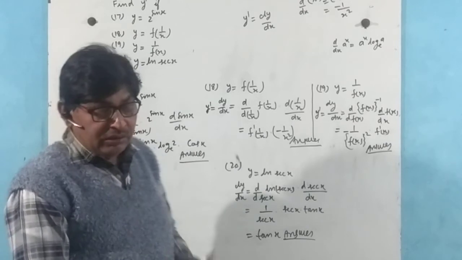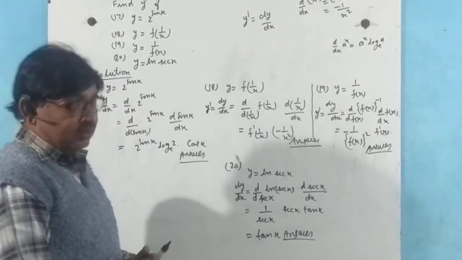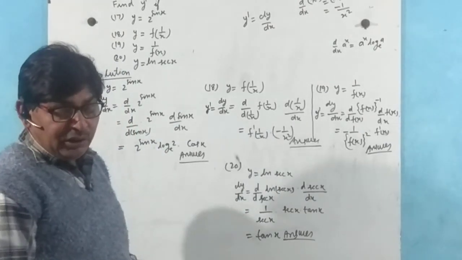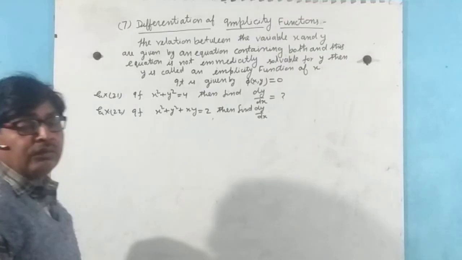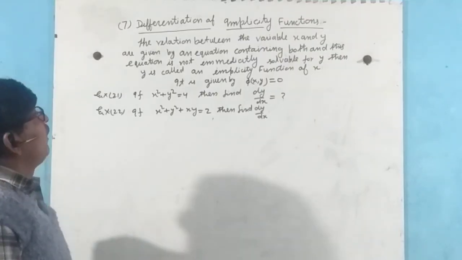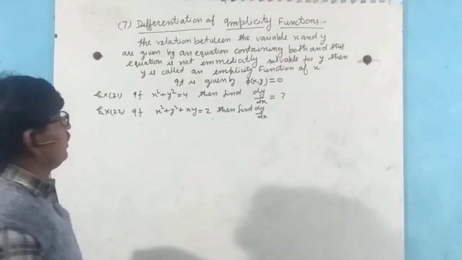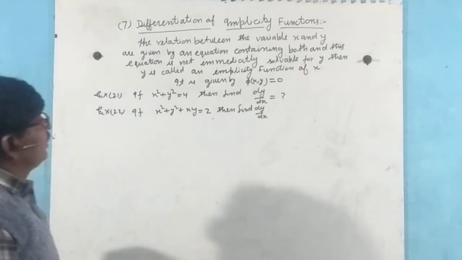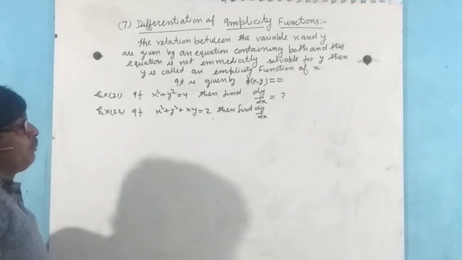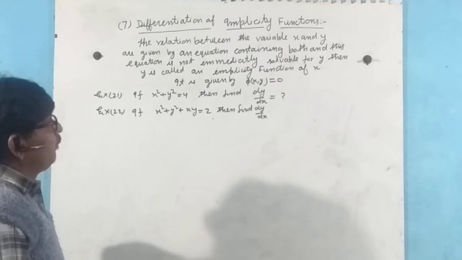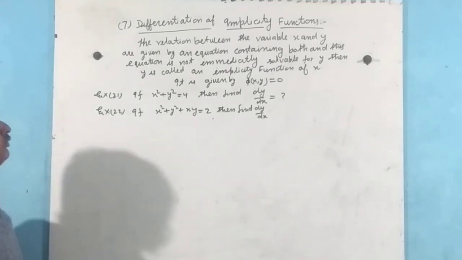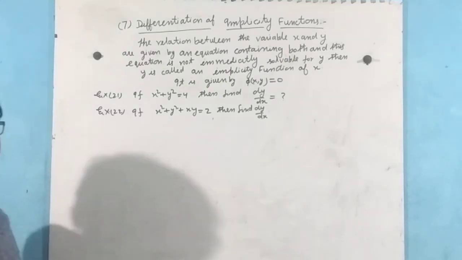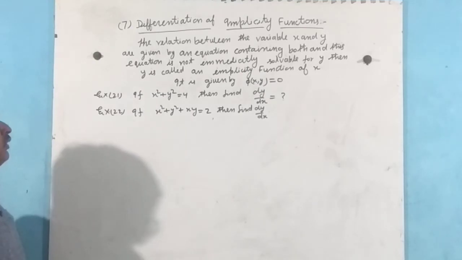Now we see another method, method 7, differentiation of implicit functions. First of all, we discuss the implicit functions.